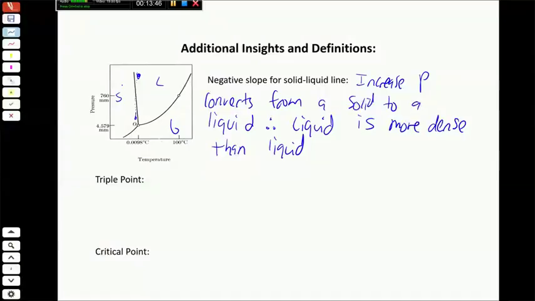Now the other point here that I haven't talked about yet is called the triple point. That's marked here with an O.